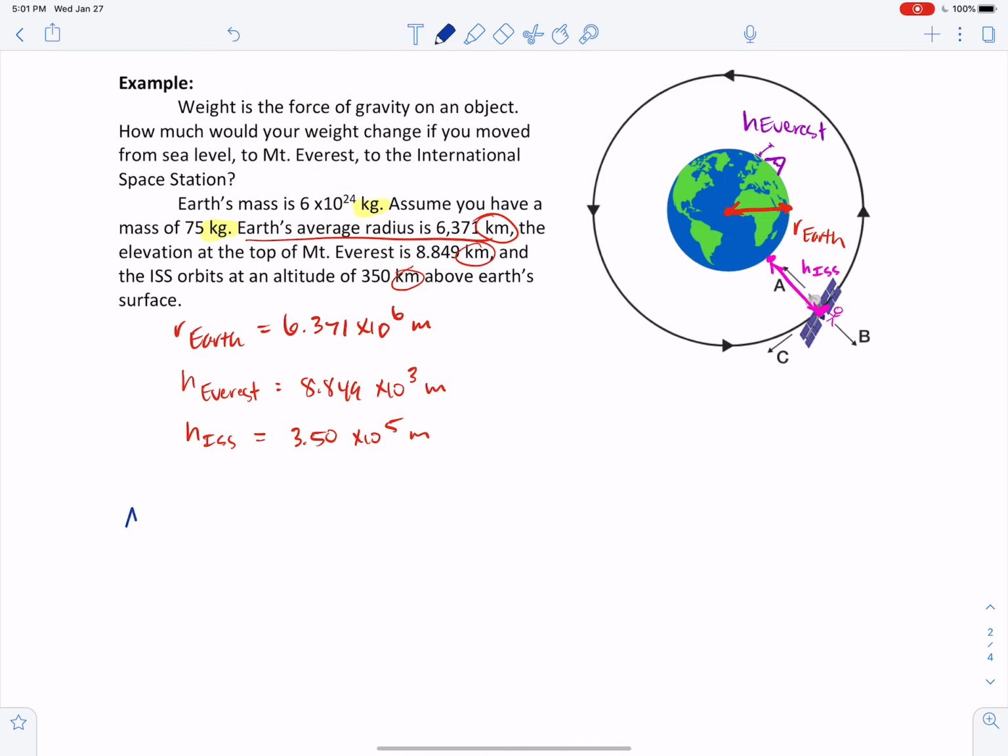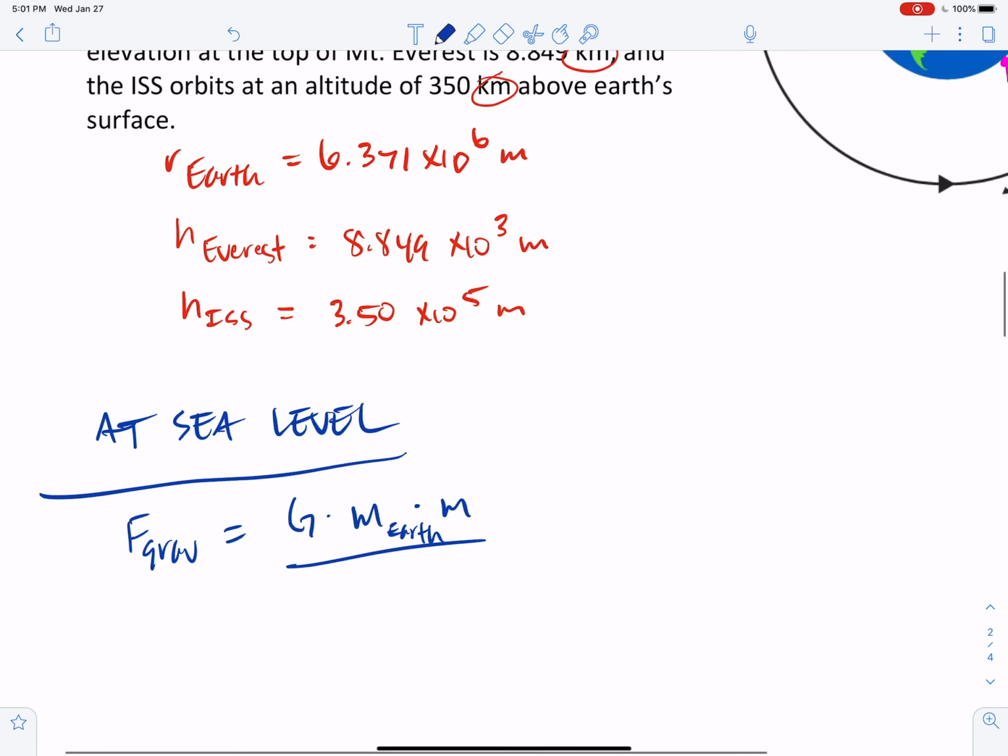So at sea level, the force of gravity is equal to G times M1 times M2 divided by the distance between them. So M1 is going to be the mass of the Earth, and M2 is going to be the mass of me. And then the distance between me and the Earth, if I'm standing at sea level, is just the radius of Earth. That's the distance between those centers of mass.